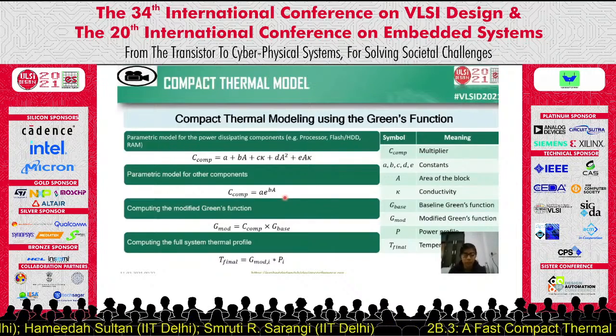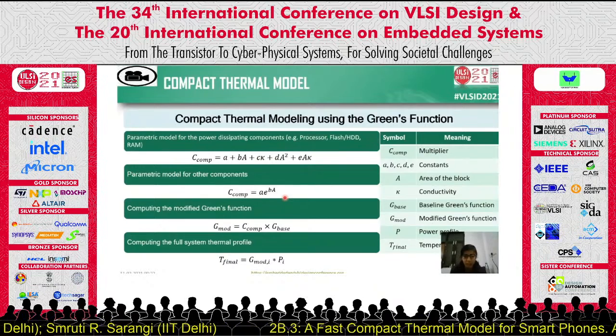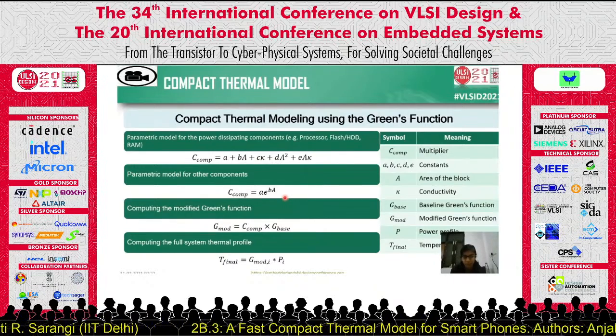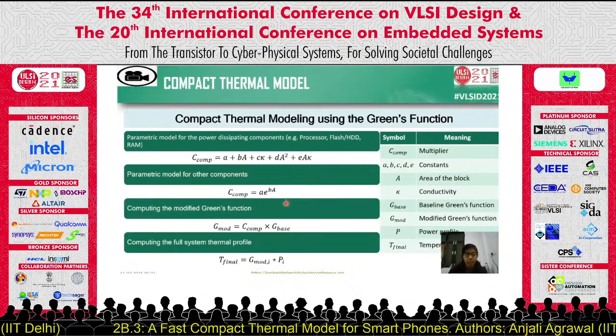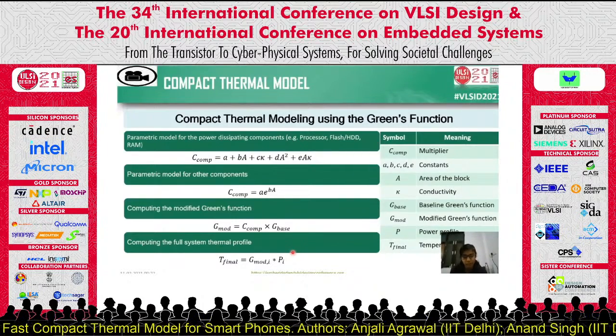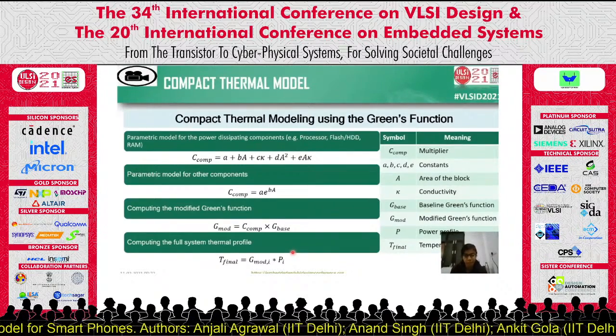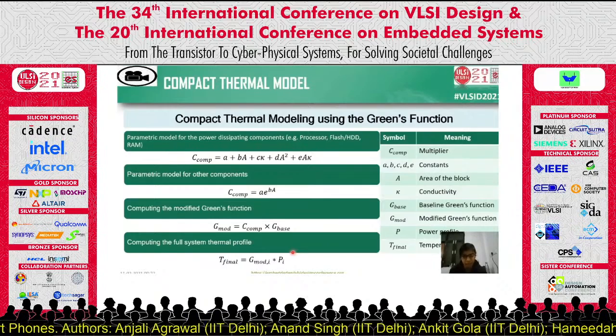Now, to compute the modified Green's function, we simply multiply our CComp with the baseline or classical Green's function G base, and then we solve the modified Green's function with the respective power profiles, and then we superimpose all the temperature profiles to get the full system temperature profile.